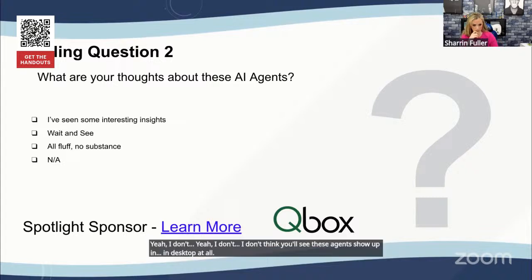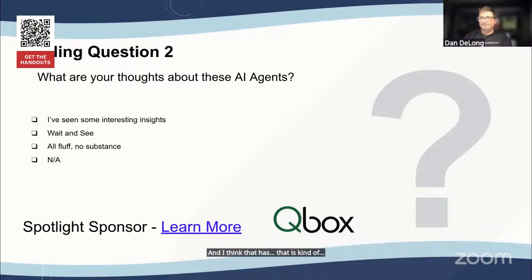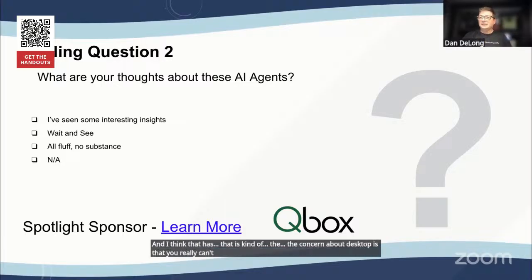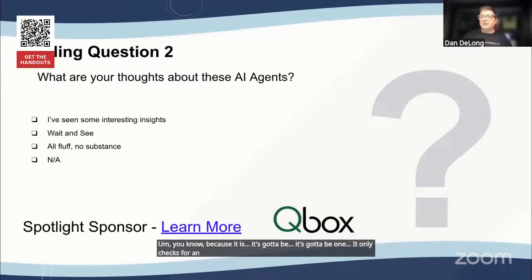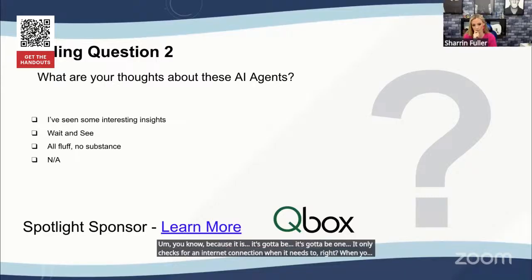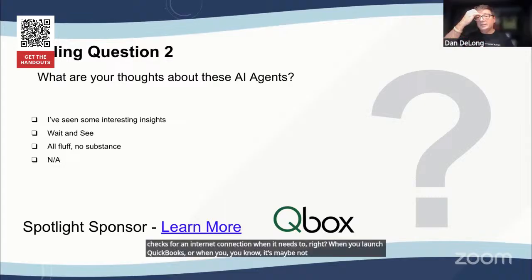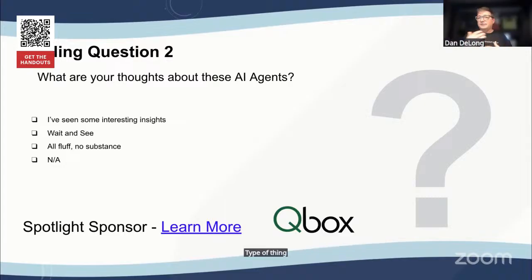I don't think so either. That is kind of the concern about desktop, is that you really can't get these insights on a desktop, even if it's connected to the internet. Because it only checks for an internet connection when it needs to, right? When you launch QuickBooks, it's maybe not always on a feed. So getting that information in a usable way is probably going to be a challenge for the desktop product.